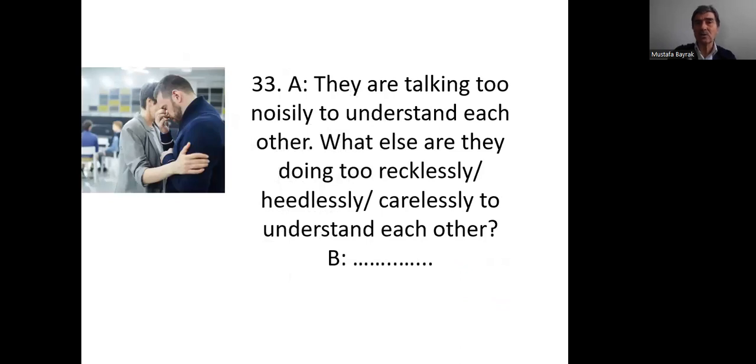33A. They are talking too noisily to understand each other. What else are they doing? Too recklessly, heedlessly, carelessly to understand each other. They are shouting too heedlessly, recklessly, carelessly to understand each other. So they don't understand each other. It has a negative implication. Hint. It has a negative reference.